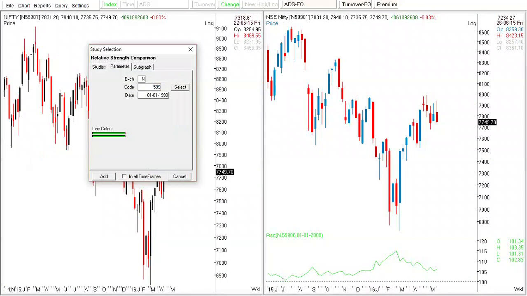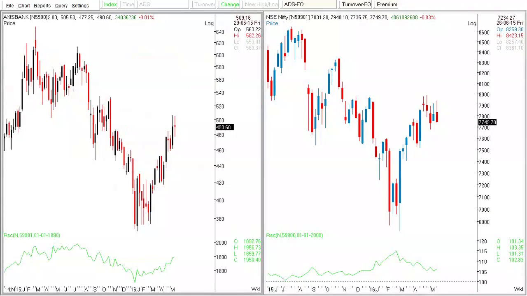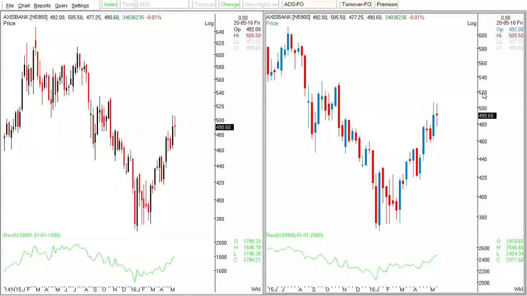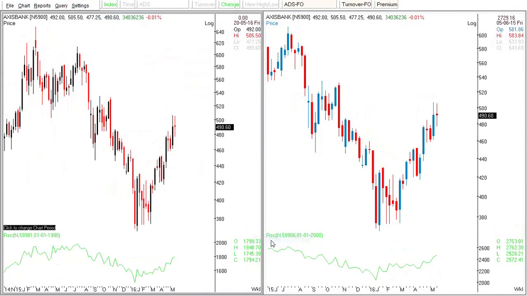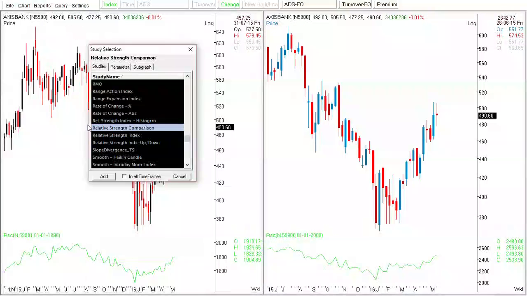N59901 is Nifty. All right, so what do we have here? We have the chart of Axis Bank. This time we have the weekly charts. Left hand side, Axis Bank weekly chart compared with Nifty, 59901. Right hand chart, Axis Bank weekly compared with 59906. That's Bank Nifty.